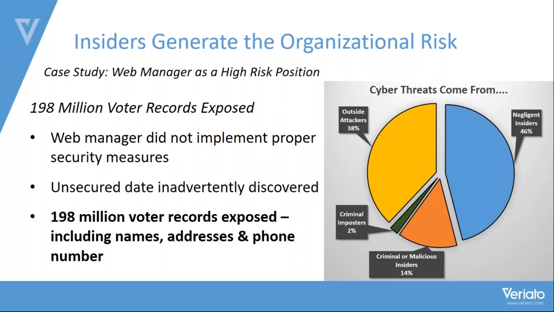So that data was discovered by a researcher performing unrelated searches through Amazon's S3 infrastructure of that unprotected data. He found it, he went out there, he took a look at it, and he saw, hey, there's a problem here. All right, so he went out and reported.